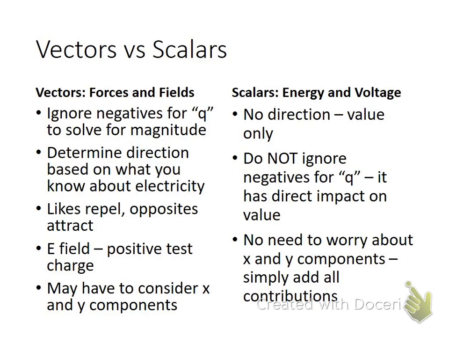Scalars include energy and voltage, and charge, and whatever else. They do not have direction, so don't ignore negatives for Q. A negative charge produces negative voltage nearby. The nice thing about this is you don't have to worry about X and Y components. You simply take the voltage from source charge 1, the voltage from source charge 2, the voltage from source charge 3, and add them. Don't worry about breaking them into X and Y. Don't worry about pointing right or left. Just add the numbers. Nice.